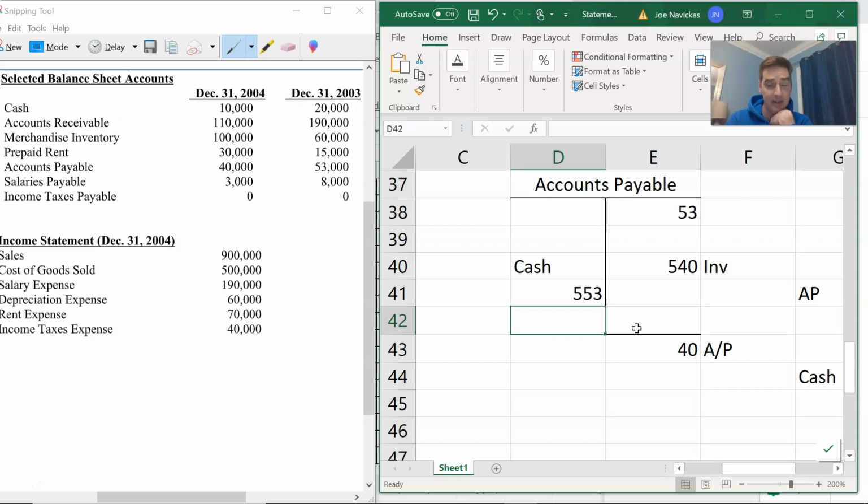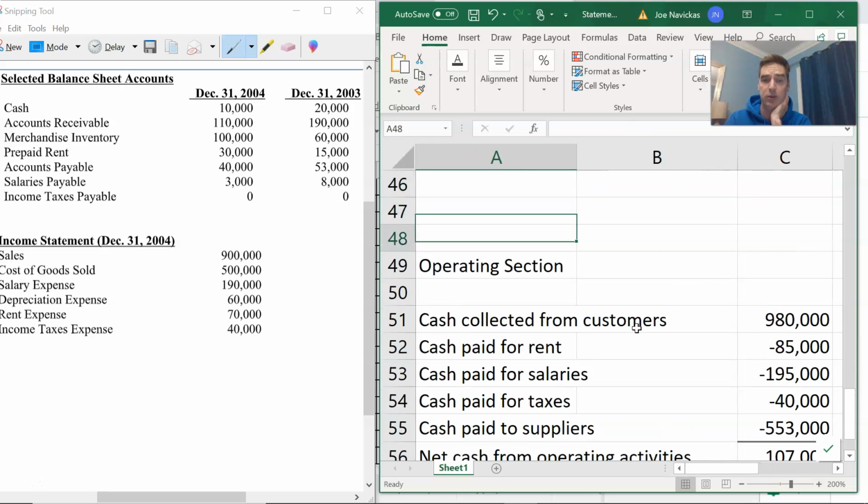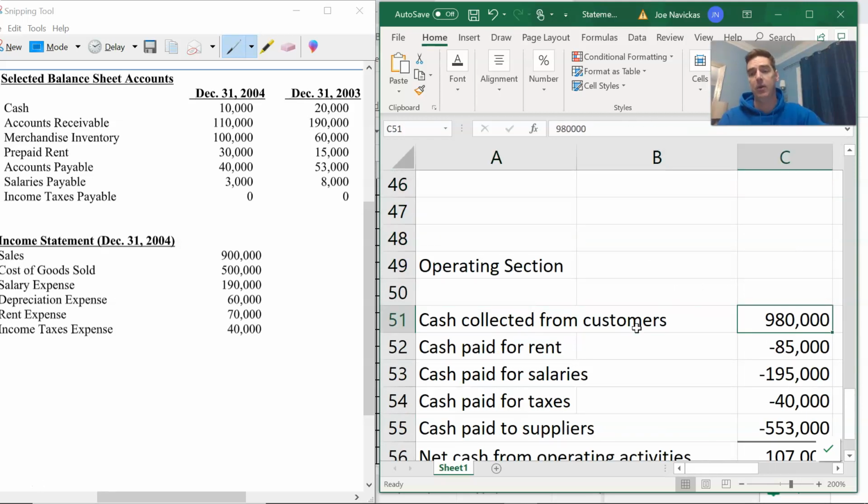So that takes us then to the end. We've gone through these. We have the numbers. And what we want to do is make our statement of cash flows. If we were in class still, I would have you do this on the test. I'd give you the balance sheet and income statement, and then I'd say, okay, make the operating section on statement of cash flows.